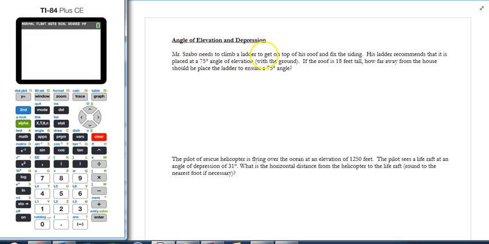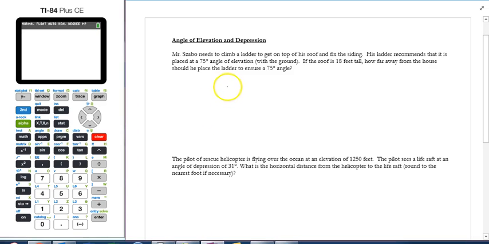Mr. Szabo needs to climb a ladder to get on top of his roof and fix the siding. His ladder recommends it is placed at a 75-degree angle of elevation. That's the elevation with the ground. So that's telling me that if this is my house, this is the ground, the ladder is reaching up here. It doesn't matter how high it's going. If that's my ladder, it is a 75-degree angle of elevation with the ground. It's extremely important that that's our 75-degree angle.